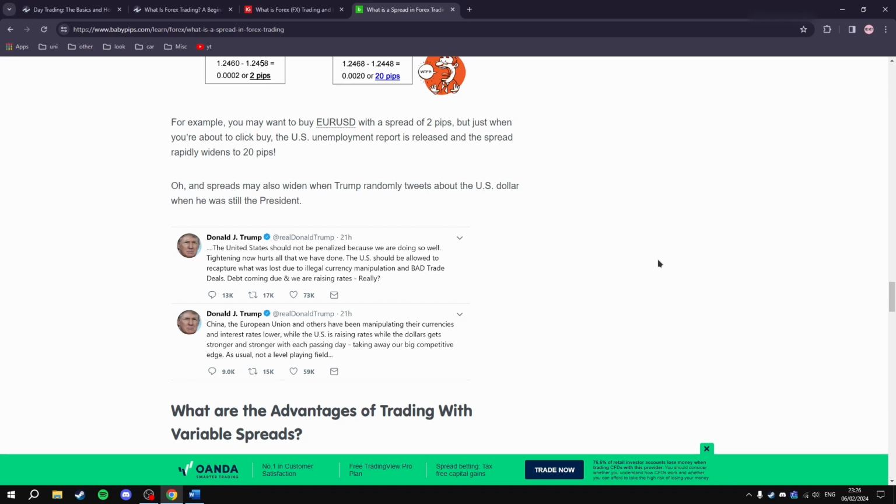The United States should not be penalized because we were doing so well. Tightening now hurts all that we've done. The US should be allowed to recapture what was lost due to illegal currency manipulation and bad trade deals. Debt coming due, and we are raising rates. Really? China, the European Union, and the others have been manipulating their currencies' interest rates lower, whilst the US is raising interest rates, whilst the dollar gets stronger and stronger with each passing day, taking away our big competitive edge as usual, not a level playing field.